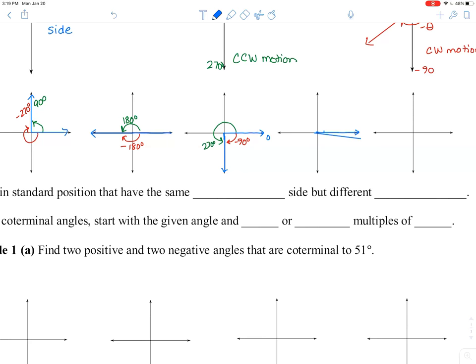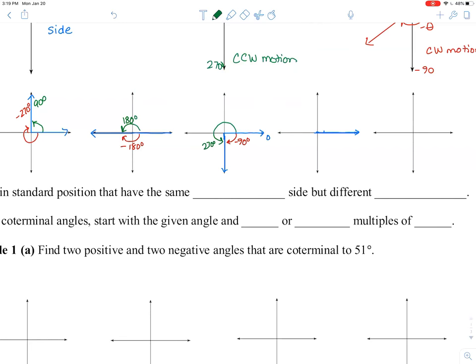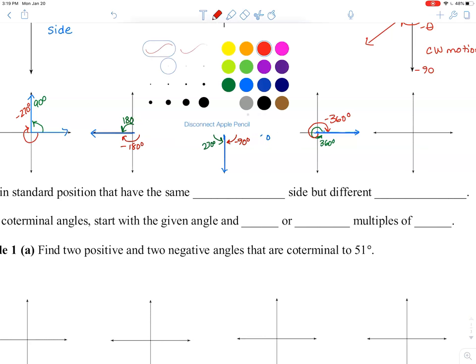Let me see. So if we go all the way around in a positive rotation, or all the way backwards in a negative rotation and come to rest, terminating side, you have a measure of positive 360 degrees if you go in a positive direction, and if you go in the opposite direction, negative 360 degrees.